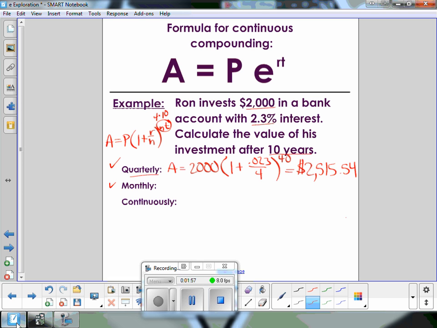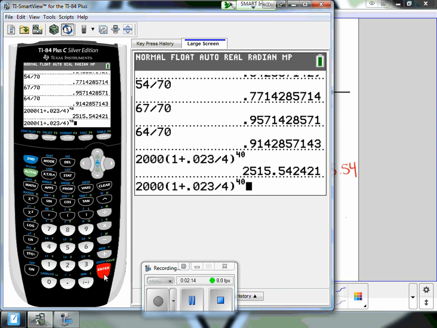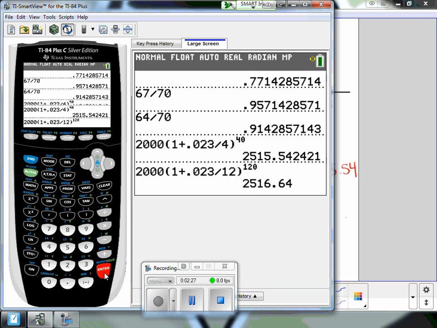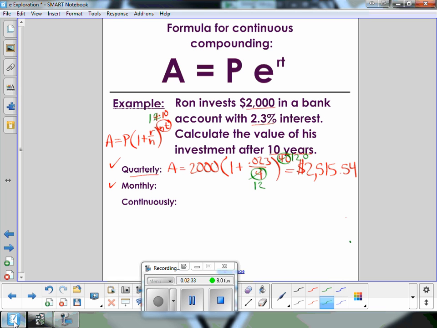With monthly, you would do two things. You would change the 4 to a 12, and you would change the 40 to 120, because now it will be 12 months per year times 10 years, so it would be 120. So you could go to the calculator then and re-enter that same equation, but you would change the 40 to a 120, and instead of dividing by 4 here, you would divide by 12. And as you can see, you would have a little bit more money, $2,516.65. So the amount would go up because he's compounding monthly instead of quarterly.